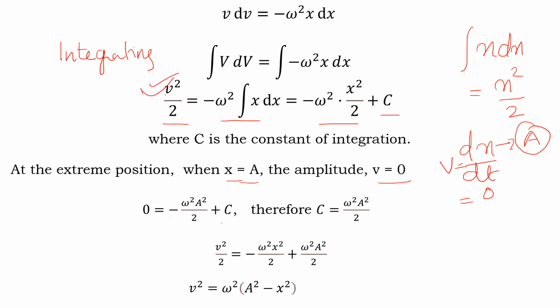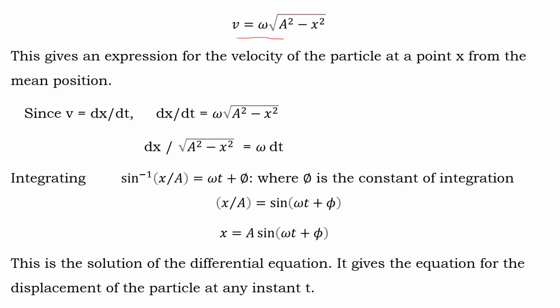Therefore, 0 is equal to minus omega square a square divided by 2 plus c, or c can be written as omega square a square by 2. Therefore, the equation will be v square by 2 is equal to minus omega square x square by 2 plus omega square a square by 2. Or the velocity of a simple harmonic motion can be represented as v square is equal to omega square into a square minus x square, or v is equal to omega into root of a square minus x square. And this gives the velocity of the particle at a point x from the mean position.